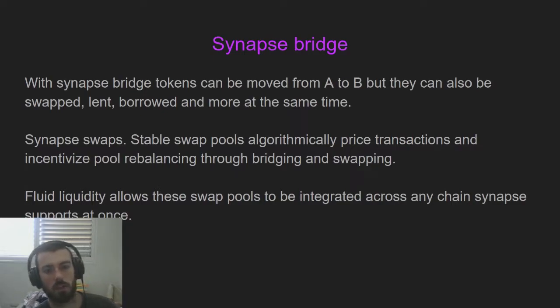Synapse swaps the algorithmic pool, prices transactions, and incentivizes pool rebalancing through bridging and swaps. So you can have assets from Avalanche and Polygon all move over to mainnet to facilitate whatever swap needs to be done, if that's the most optimal route. Fluid liquidity allows these pools to be integrated across any chain. So yeah, basically says the same thing. You can move assets from A to B without having to consciously do that. With Synapse, the transactions are doing that automatically.